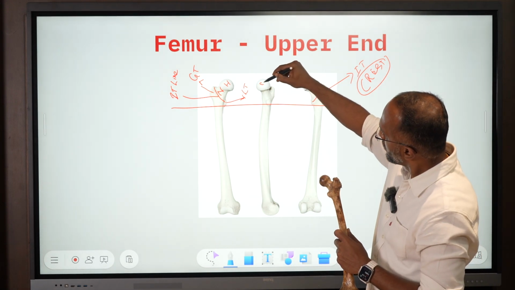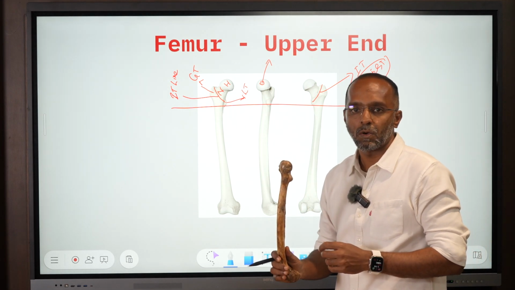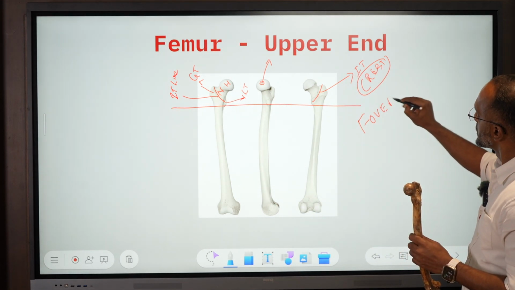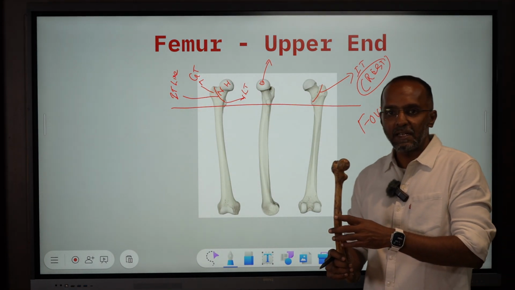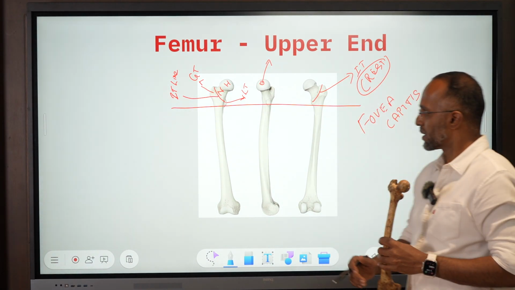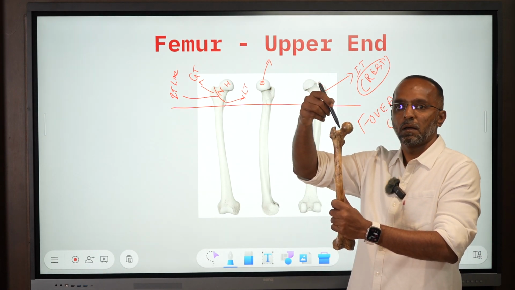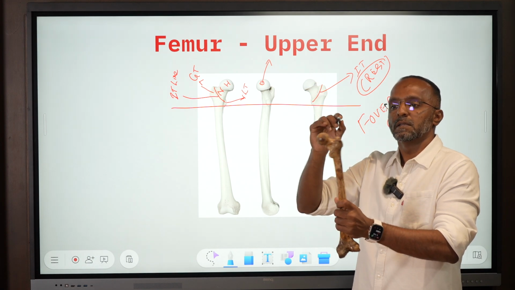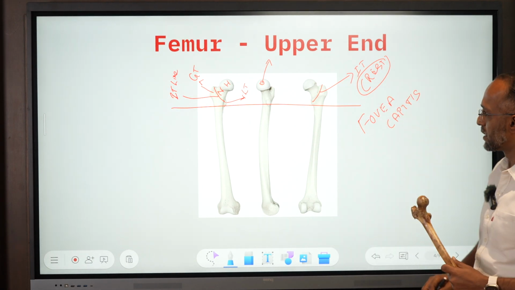And you see a small depression in the head of the femur, as you see here. This depression is called the fovea capitis. This is the place where the ligamentum teres gets attached from the acetabulum to the head of the femur. So these are the parts of the upper end of the femur: head, neck, greater trochanter, lesser trochanter, and the intertrochanteric crest in the back and intertrochanteric line in the front.